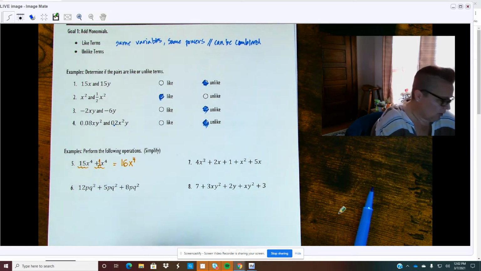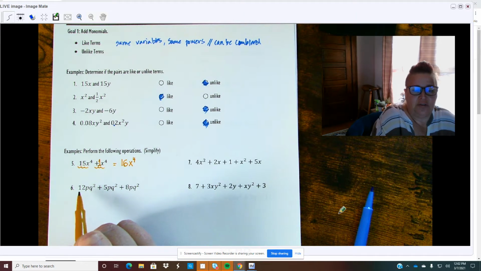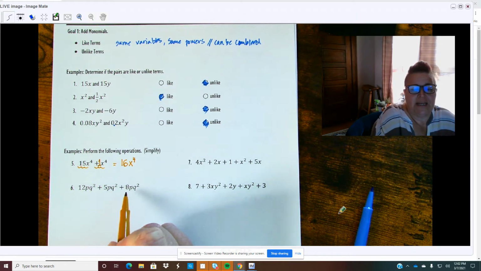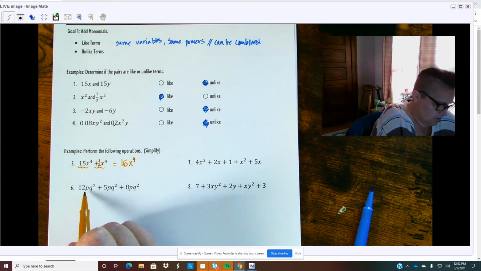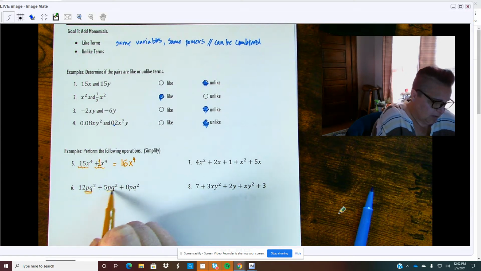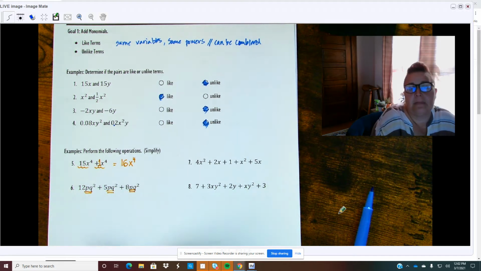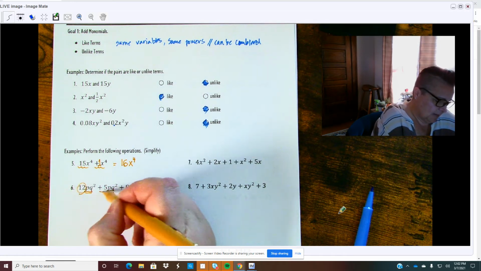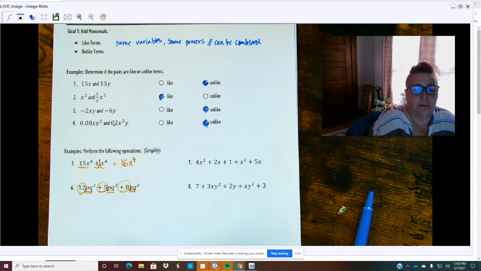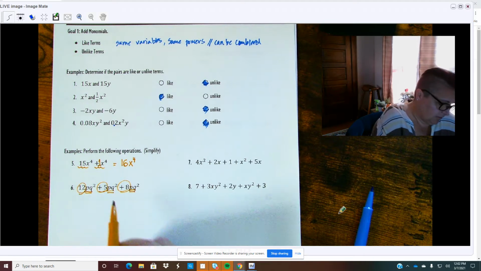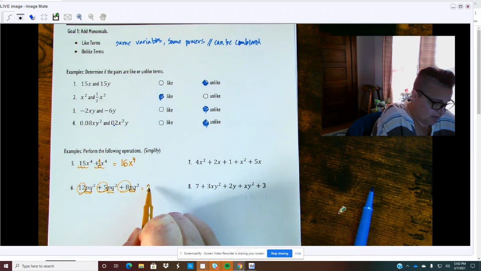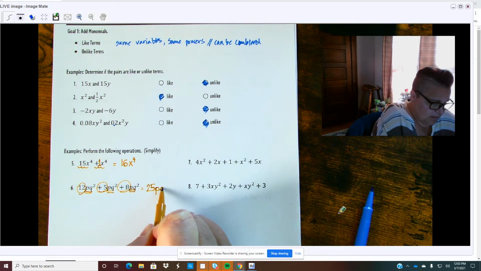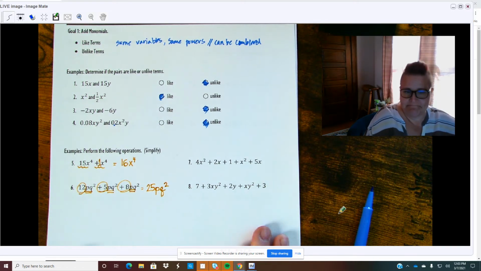Okay. Problem number 6, I have 12pq squared plus 5pq squared plus 8pq squared. Notice all of these are pq squared. So with all of those being pq squared, I can do just what it says and add them. 12 plus 5 is 17. 17 plus 8 is 25. So this would be 25 pq squared.